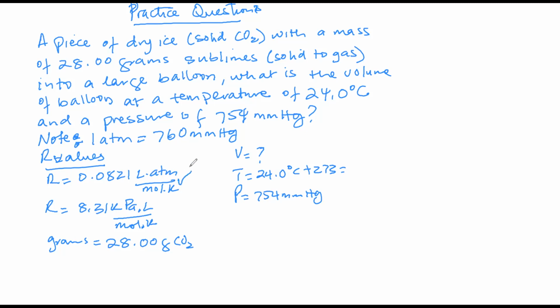So we use this R. Then we don't have n, so we have to find the molar mass of carbon dioxide. We've done a lot of molar mass, so we don't have to spend a lot of time figuring it out.